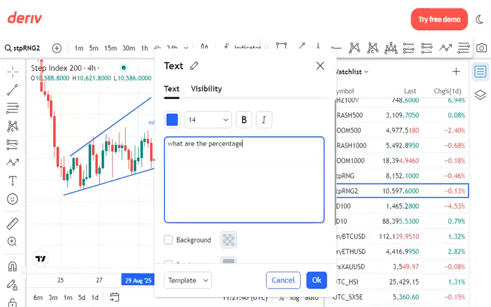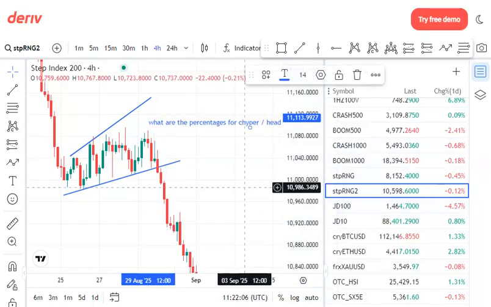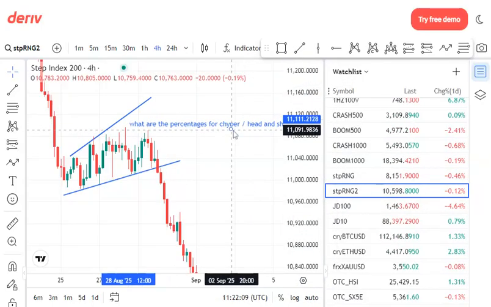Percentages for cipher slash head and shoulder strategy. What are the percentages for cipher slash head and shoulder strategy? That's the next subtopic we're talking about.